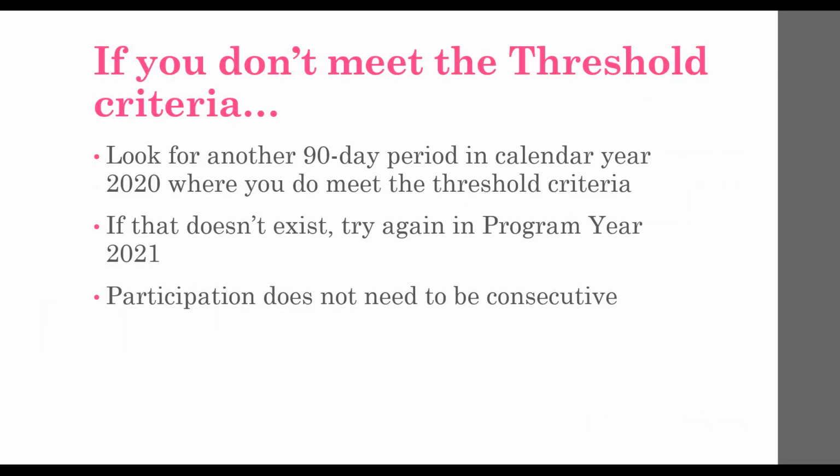If that happens to you, try to find another 90-day period in calendar year 2020 in which you do meet all 8 objectives. If you didn't meet all 8 objectives in a 90-day period in calendar year 2020, you won't be able to attest for program year 2020, but you can try again one more time in program year 2021. As you may remember, participation does not need to be done in consecutive years.